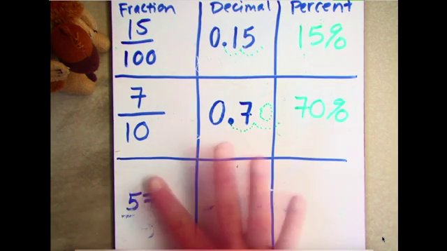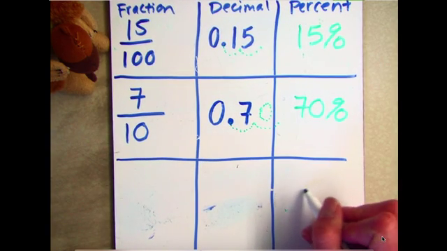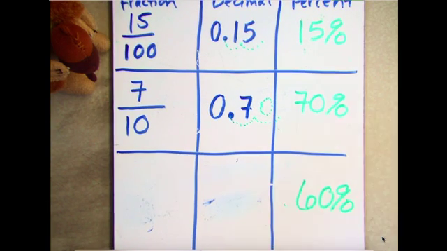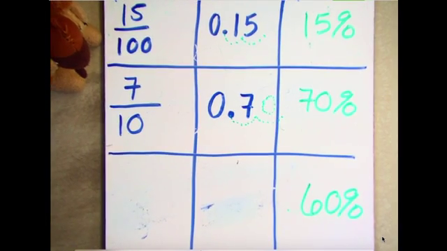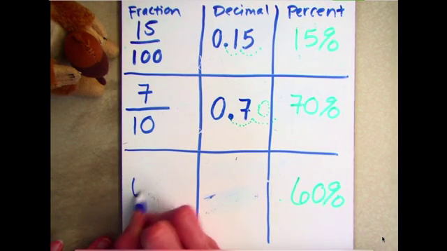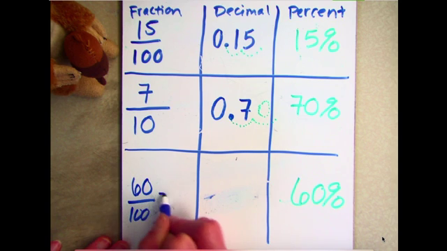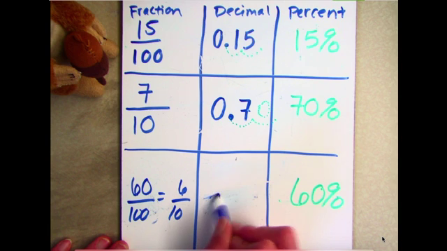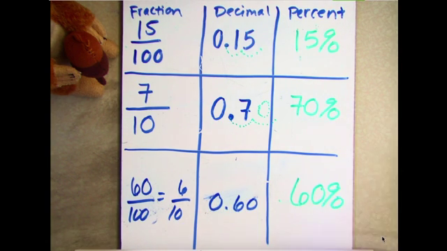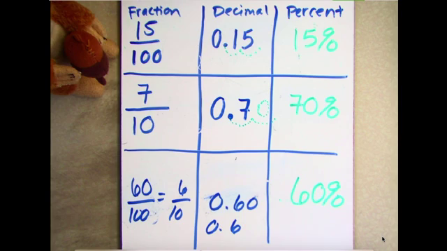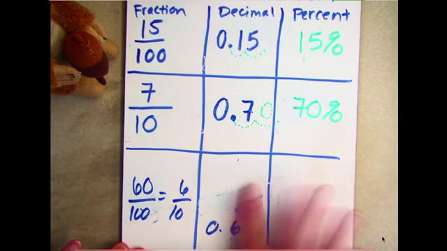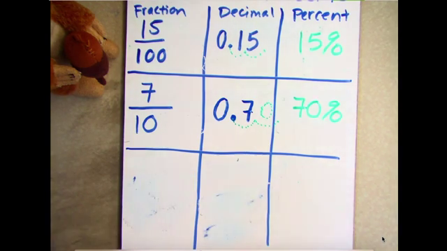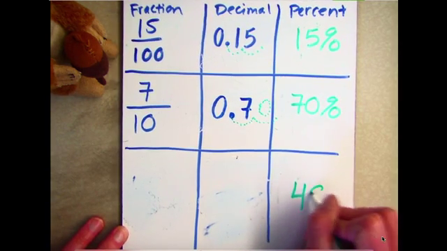Another one, if you had, let's say, 60%, you would know that the fraction would be 60 over 100. Some of you might catch on that that's also equal to 6 over 10. And then your decimal would be 60 hundredths or 6 tenths. Sometimes you get little trickier ones. Let's say your percent is 4%.